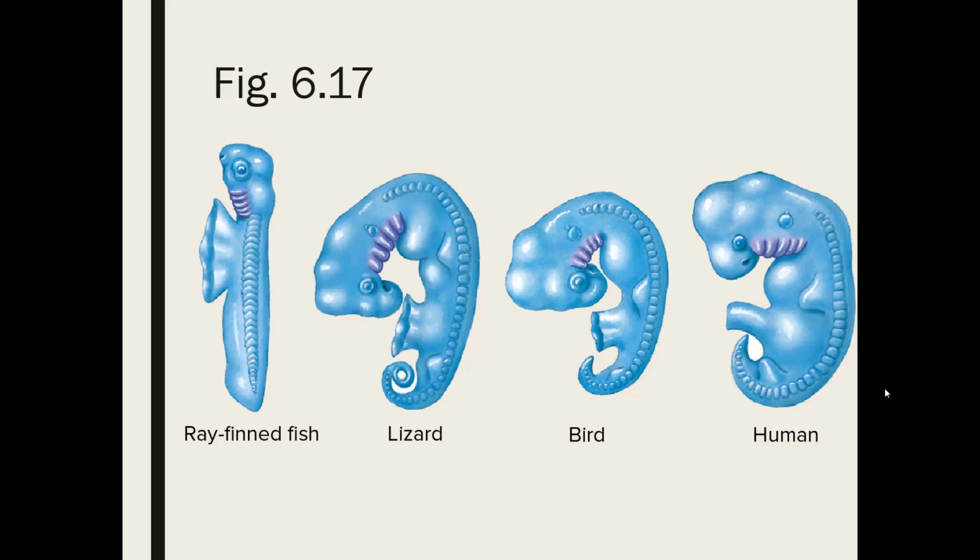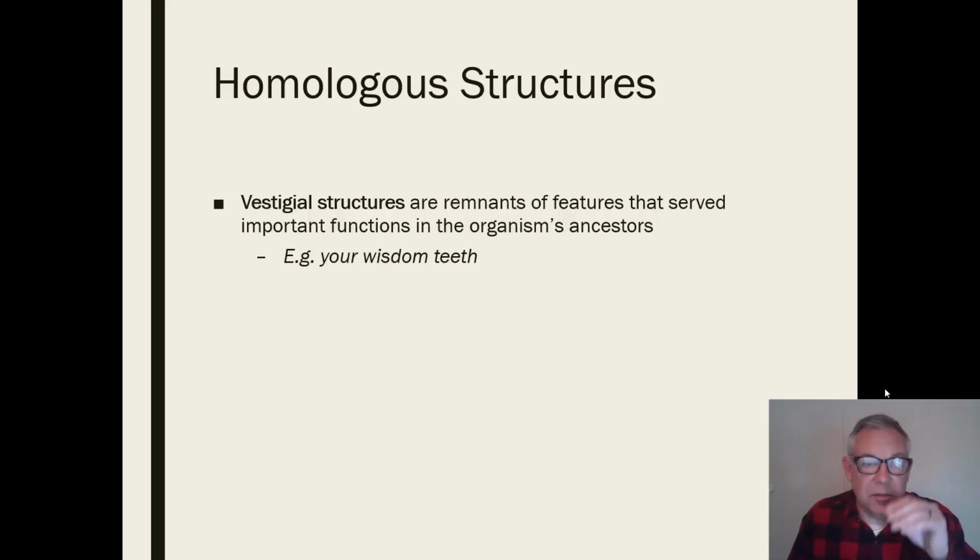And so if you looked at adult ray-finned fish or lizards or birds or humans, they don't look very much alike. You don't see these similarities. But the more you study them and you study their entire development, you start to see these similarities. So again, these are things that came from the common ancestor.